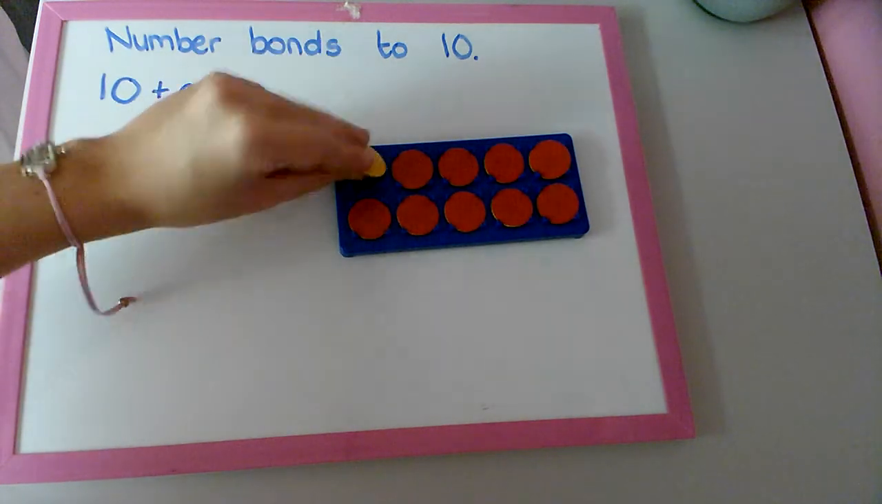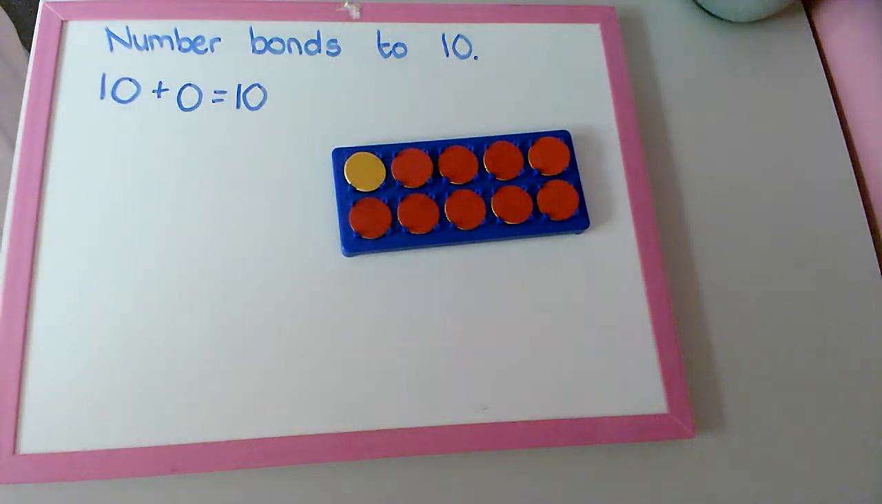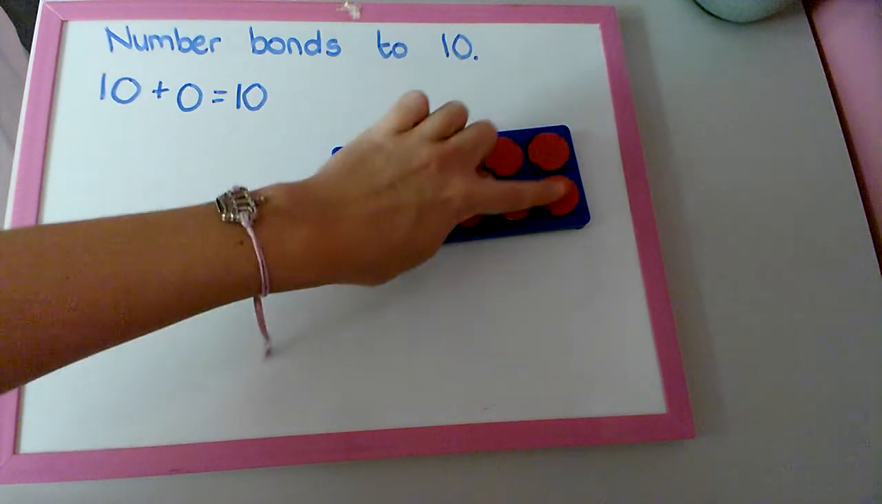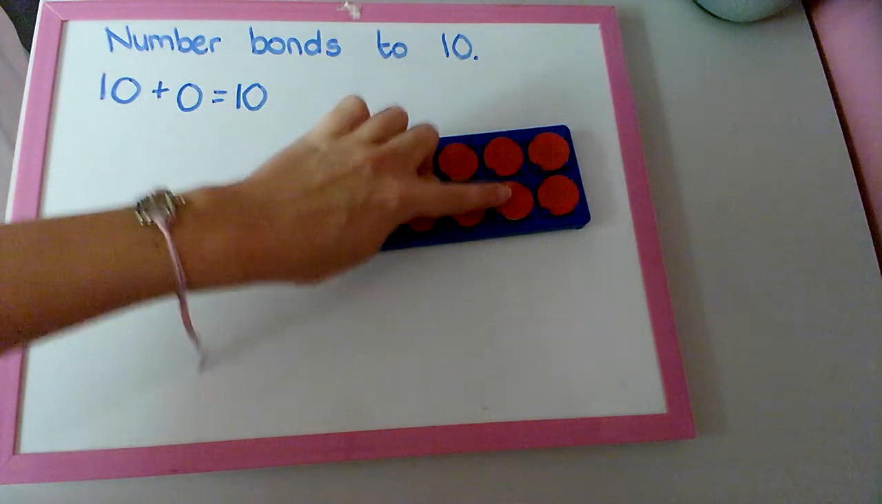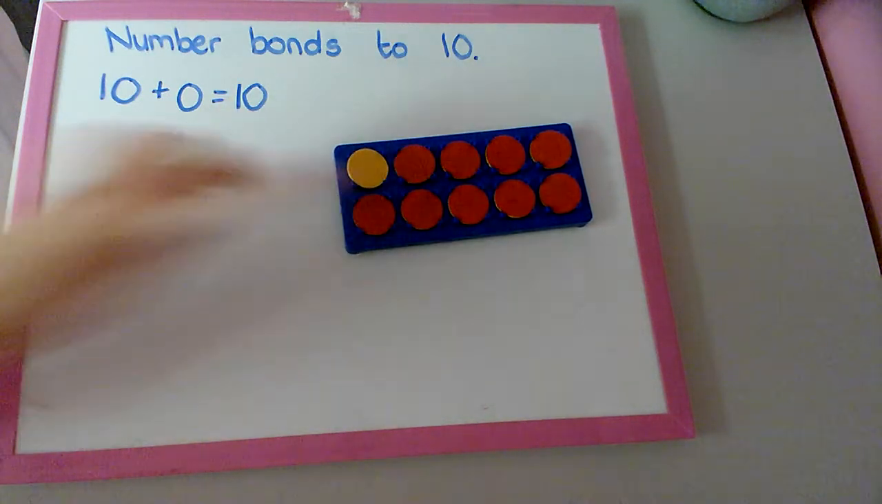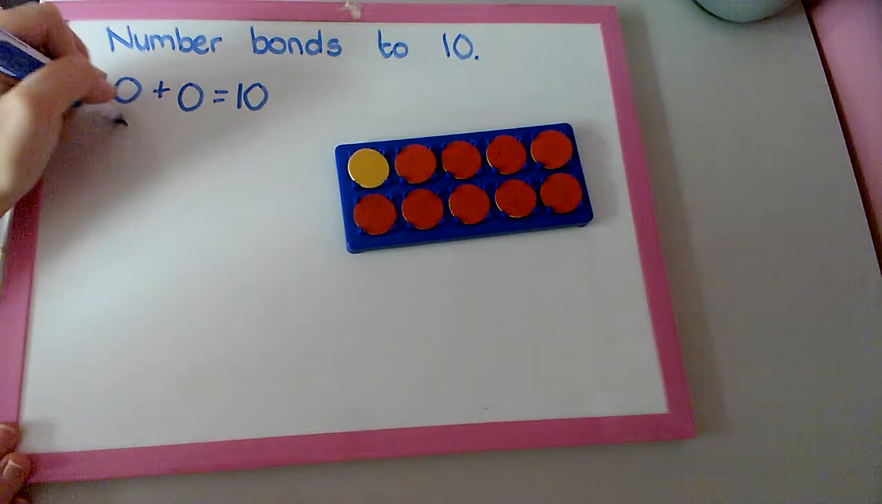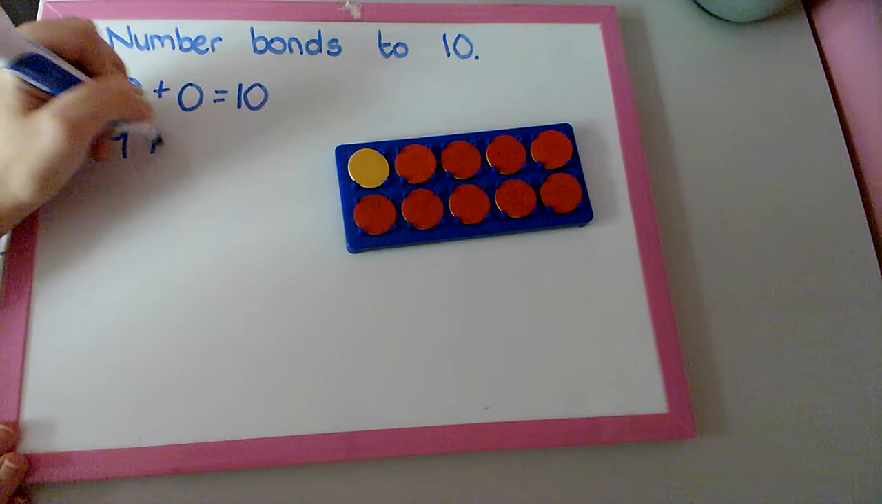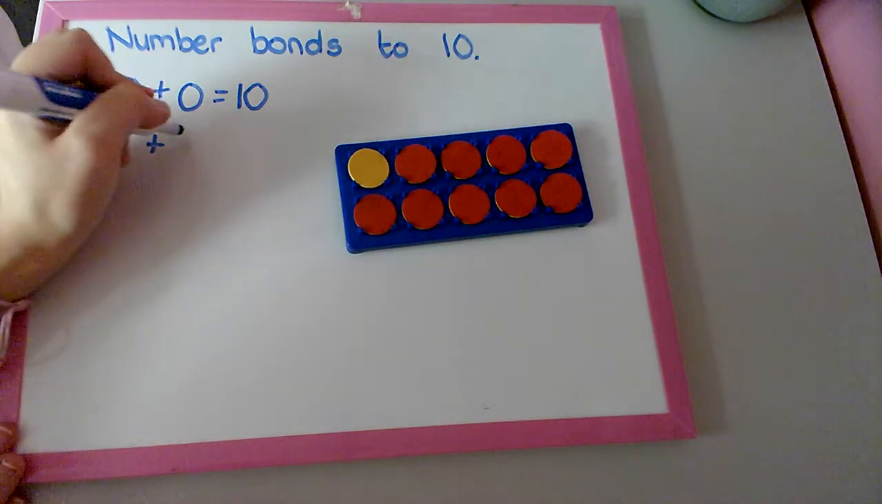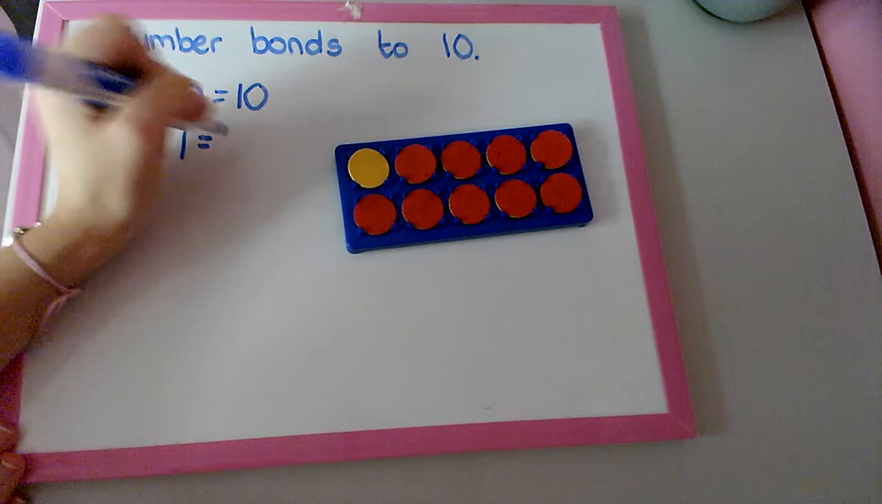But what happens if I change one of the red counters to yellow? How many red counters do I have now? 1, 2, 3, 4, 5, 6, 7, 8, 9. I have 9 red counters. How many yellow? I have 1. So 9 add 1 equals 10.